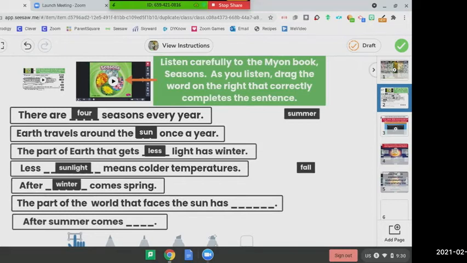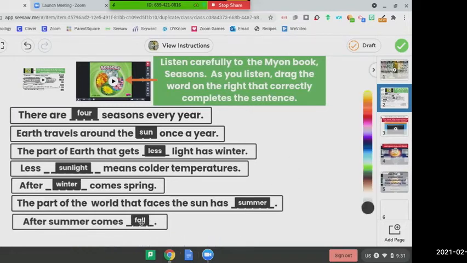The part of the world that faces the sun has summer. Okay, so when the world is facing the sun, those countries that are toward the sun at that time have summer. And then after summer comes fall. This is the pattern that all of the world follows. Okay, at some point, all of the world has a turn facing the sun. At some point, all of the world has a turn away from the sun. And that's how we get those 4 seasons.